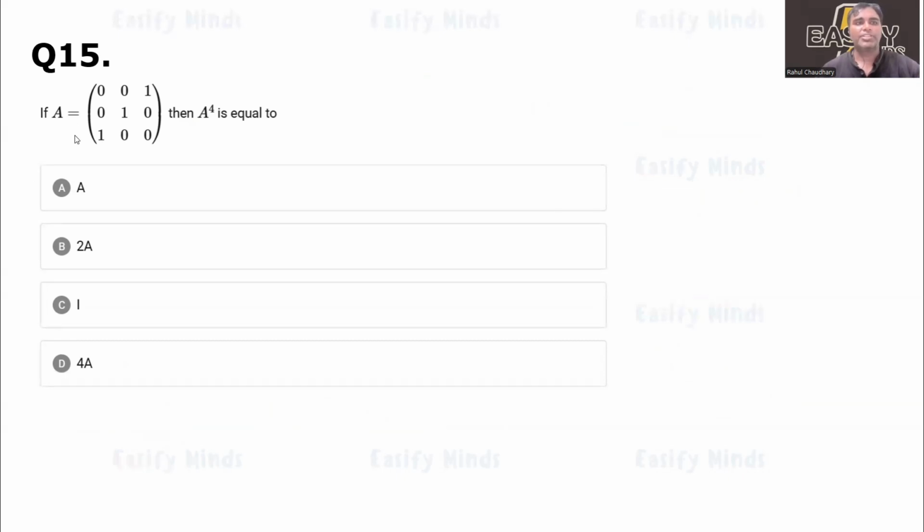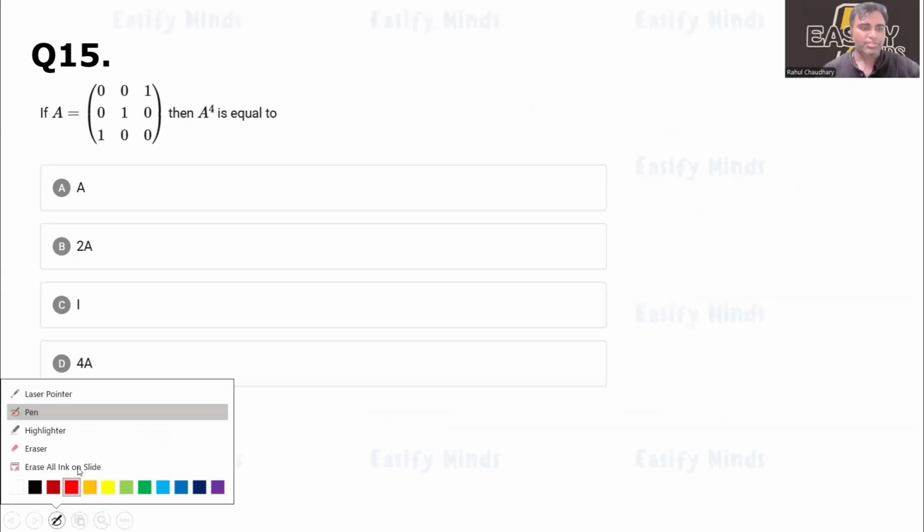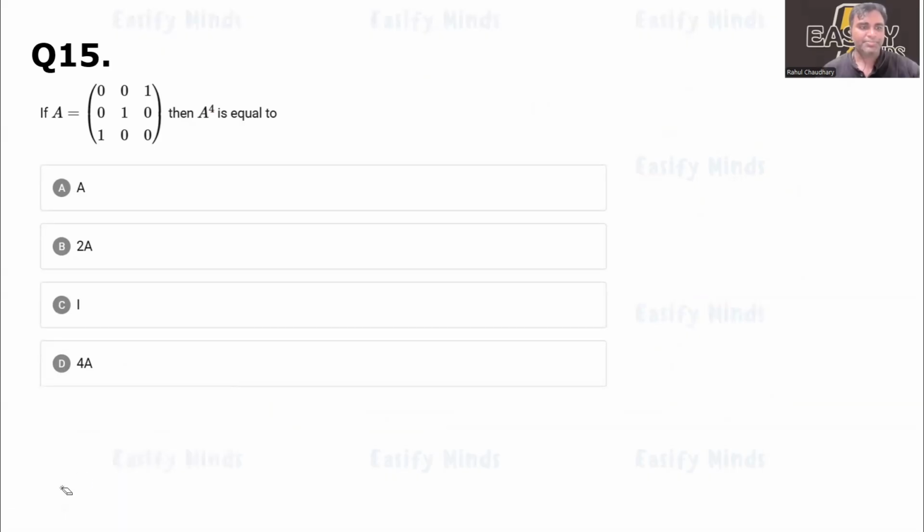Now this is 15th. A is given to me. We have to find A power 4. Yes, try this. The answer is C. Let's do the square.